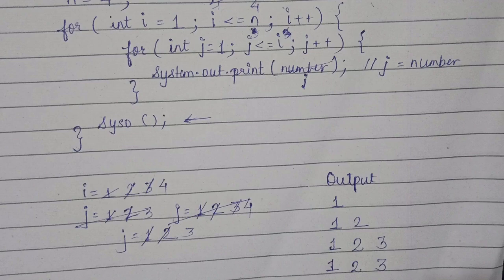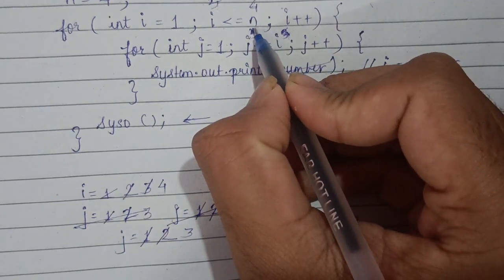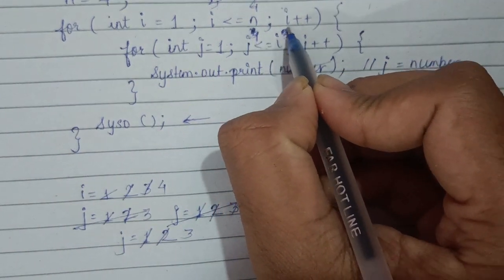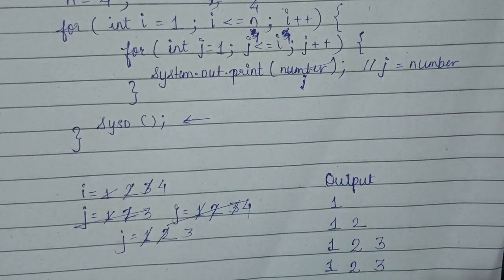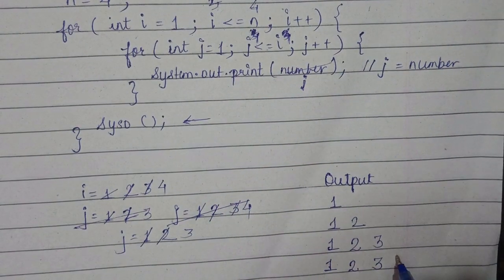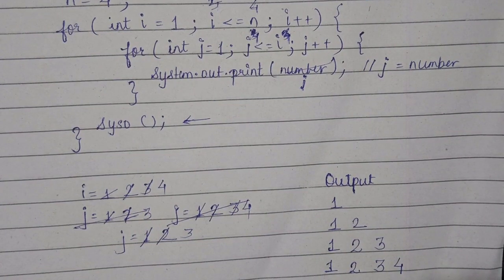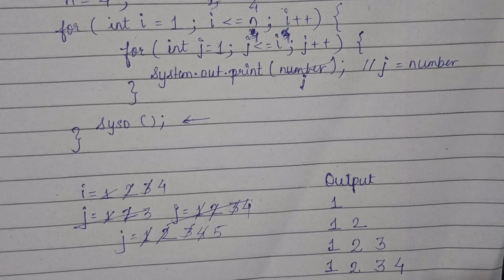Now j's value gets updated. Now j's value has become 4 here. Is 4 less than or equal to 4? The condition is true. Then it will print 4 here. Now j's value has been updated, and j's value is 5 here.